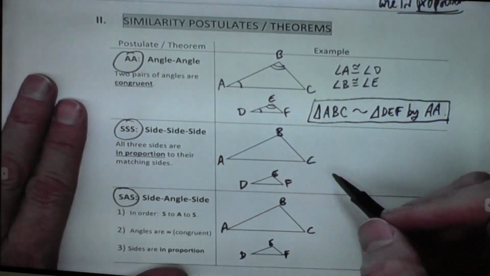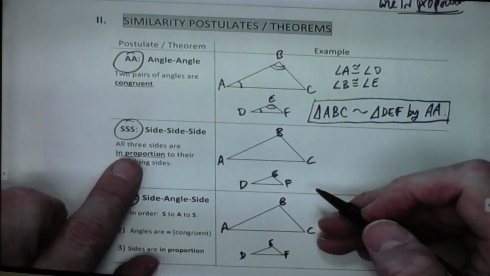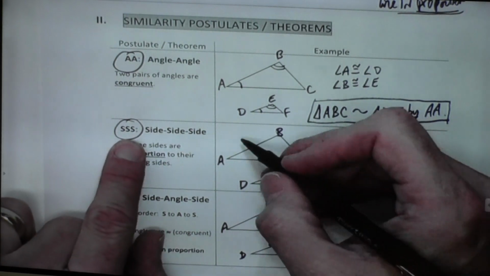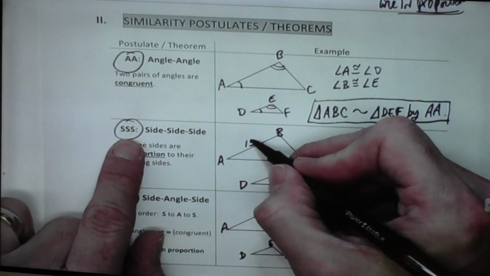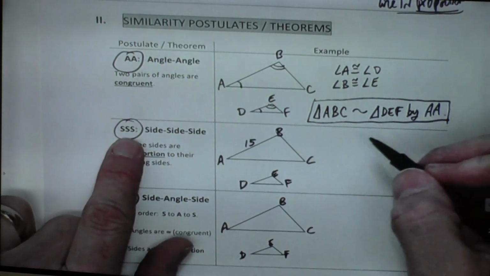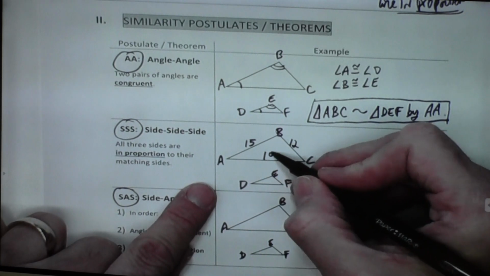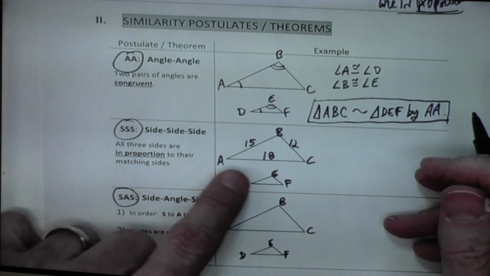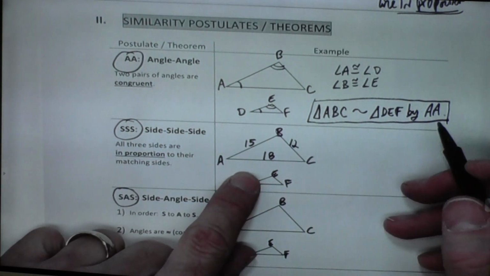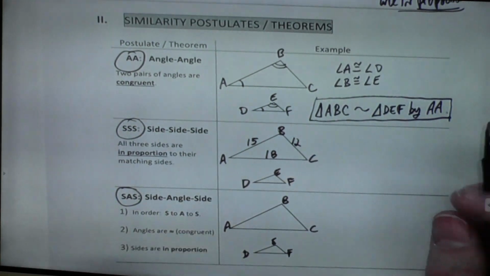So what I would do here, I'm not going to tell you anything about the angles, we're going to look at the sides. So let's put these numbers here. AB is going to be 15 units, BC is 12 units, AC is 18 units. So 15, 12, and 18 for the first one.